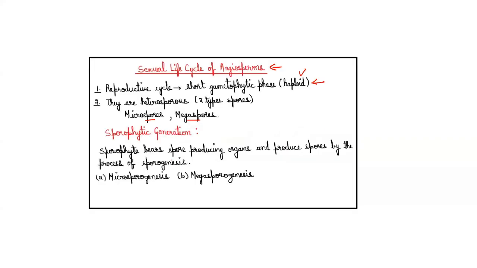Hello, everyone. Let us now talk about embryology. In embryology, you already know that there is a sexual cycle that occurs in the case of angiosperms. This sexual cycle involves a reproductive cycle which has a short gametophytic phase, which is haploid. This produces heterospores, or two kinds of spores, that is the microspores and the megaspores. Whereas the sporophyte bears spore-producing organs, and they produce spores by the process of sporogenesis, that is microsporogenesis and megasporogenesis.